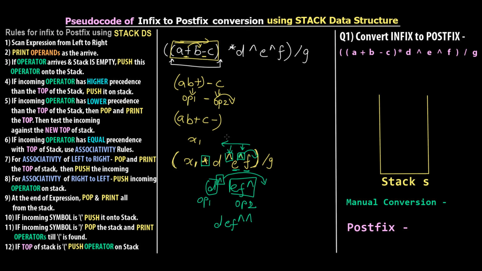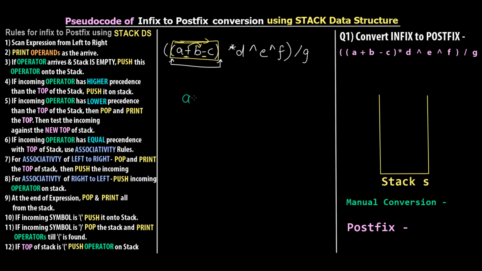Now if we were going from left to right, this expression would be something like DE^F^. So this is something that we would have ended up with, which is not actually correct. The correct version has to be something like DEF^^. Okay. So ultimately what we are left with is, let me just erase this and write a shorter version. So we get AB+C-*DEF^^ and divide by G. So this is converted to its proper postfix format.